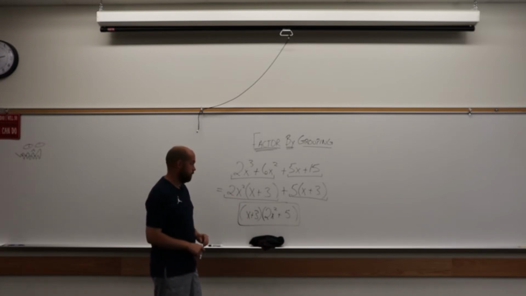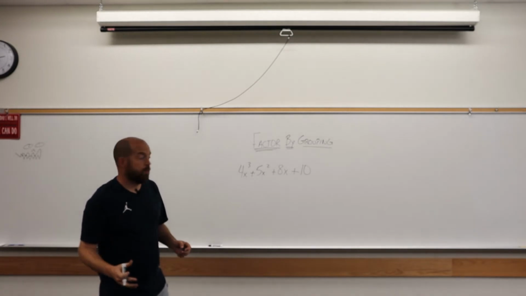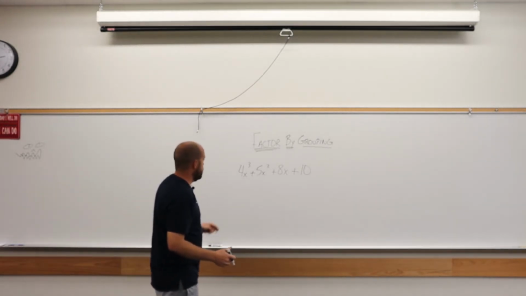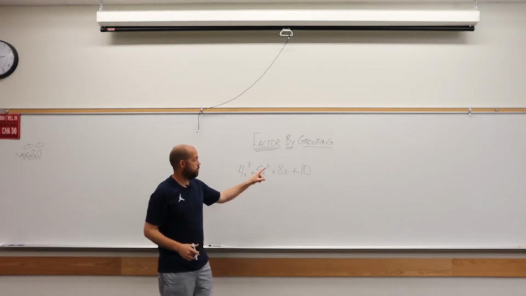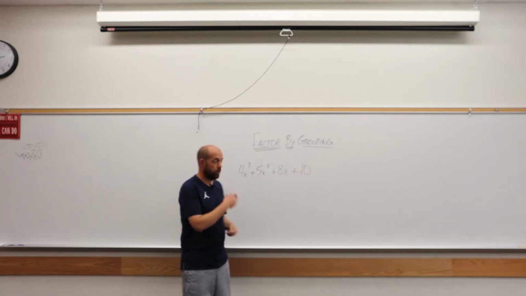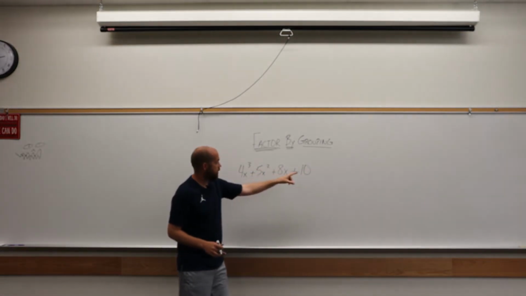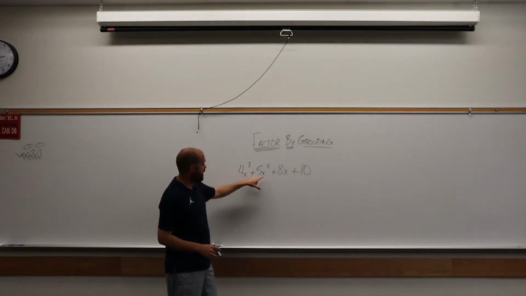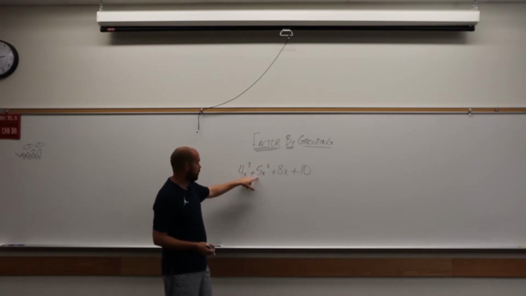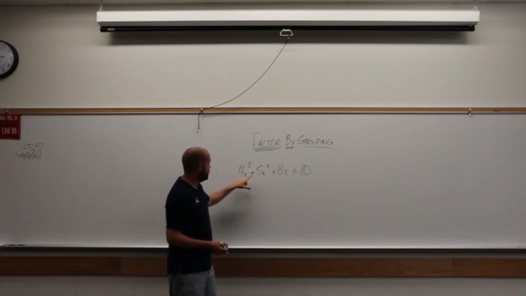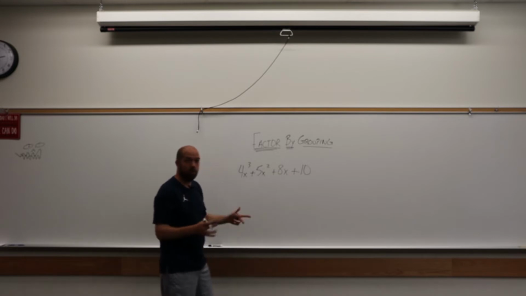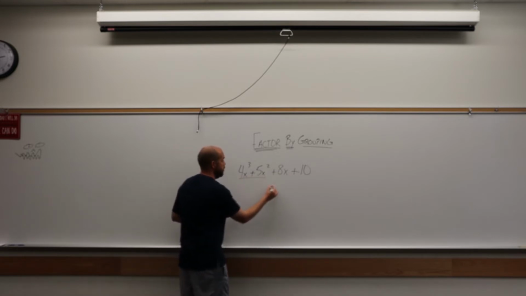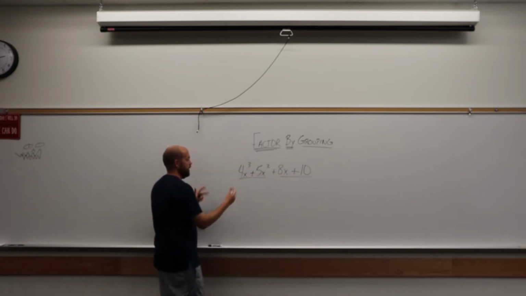Let's try another one. All right, we've got another example here. We've got 4x to the third power plus 5x squared plus 8x plus 10. I quickly look to see if I can take out any GCFs. 4, 5, that means I can't take out a 2. How about x's? Nope, that doesn't have an x. So factor by grouping. We group the first 2, group the last 2. Take out what they have in common.